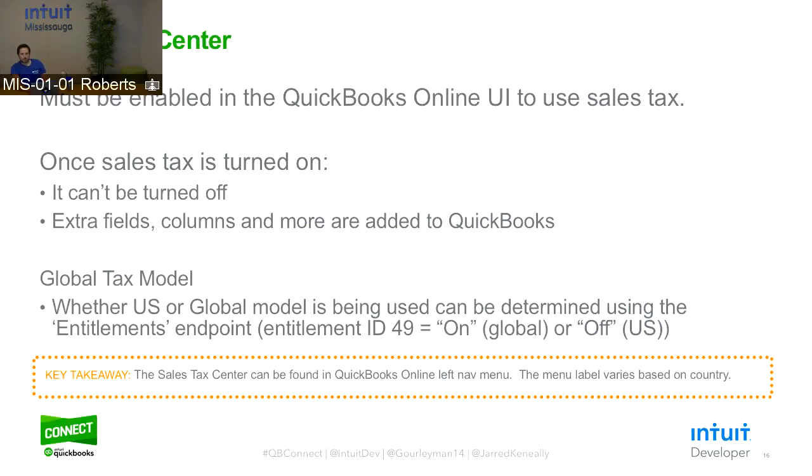It's also noteworthy that using the entitlements API is the best way to determine whether a company is using the US or global tax model. This is important because I've seen a small number of US companies that are actually using the global tax model, so just checking the QuickBooks version for US or non-US isn't a fail-safe way. So the best way is to use the entitlements API whenever possible.